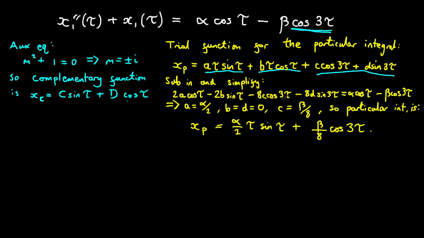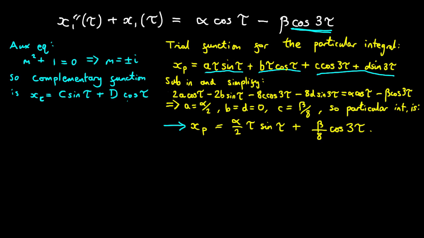And then you compare coefficients. So for instance, on the right-hand side, I've got alpha lots of cos tau. On the left-hand side, I've got 2a lots of cos tau, and therefore I should choose a to be alpha over 2. And then similarly, on the left-hand side, I've got minus 2b lots of sine tau. On the right-hand side, I've got no sine tau, therefore b should be 0. Same with d, and then c should be beta over 8. So anyway, we arrive at this particular integral, which is alpha over 2 times tau sine tau plus beta over 8 cos 3 tau.